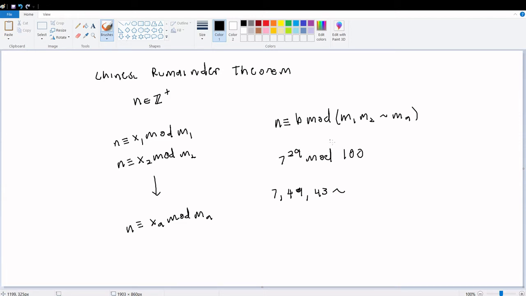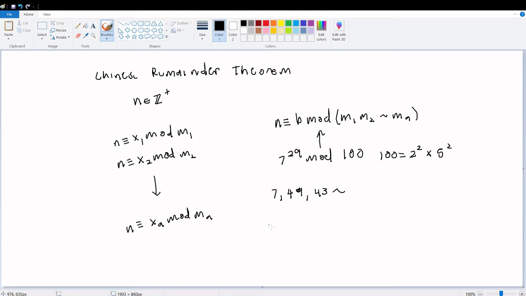So basically, this 7 to the 29 mod 100 can be likened to this statement right here, where 7 to the 29 is our n, and we are trying to find b, and we can treat 100 as a product of relatively prime moduli. Since we want to factor 100 into relatively prime numbers, I think it'd be smart to use 2 squared and 5 squared. We're not going to use 10 and 10 because those aren't relatively prime to each other, or 2 and 50. We have to use 4 and 25.